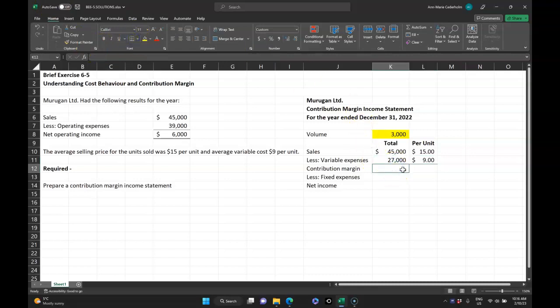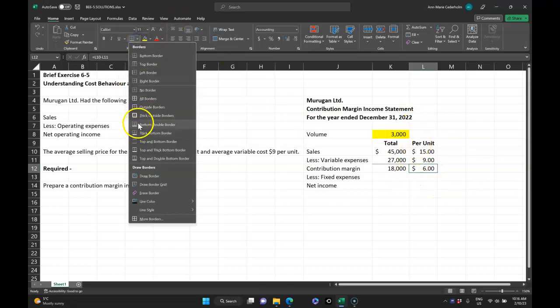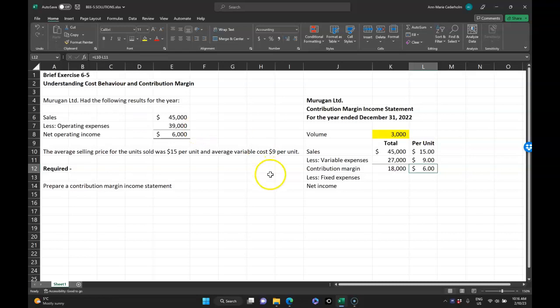In order to get contribution margin, we take 45,000 and subtract 27,000. That gives us a contribution margin of 18,000. So that's basically your profit before paying your fixed expenses. And if I take 15 and subtract 9, that's my profit per cookie before fixed expenses. So I like to end this column right now. I don't like to look at my fixed expenses on a per unit basis. So I'll just leave this at 6.